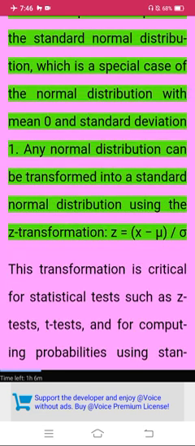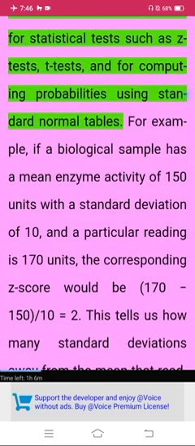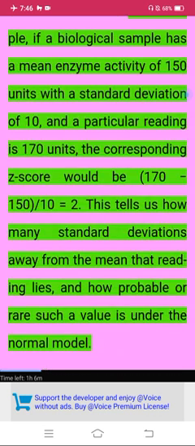Another important aspect is the standard normal distribution, which is a special case of the normal distribution with mean 0 and standard deviation 1. Any normal distribution can be transformed into a standard normal distribution using the z transformation, z = (x − mu)/sigma. This transformation is critical for statistical tests such as z-tests and t-tests, and for computing probabilities using standard normal tables. For example, if a biological sample has a mean enzyme activity of 150 units with a standard deviation of 10, and a particular reading is 170 units, the corresponding z-score would be (170 − 150)/10 = 2. This tells us how many standard deviations away from the mean that reading lies, and how probable or rare such a value is under the normal model.